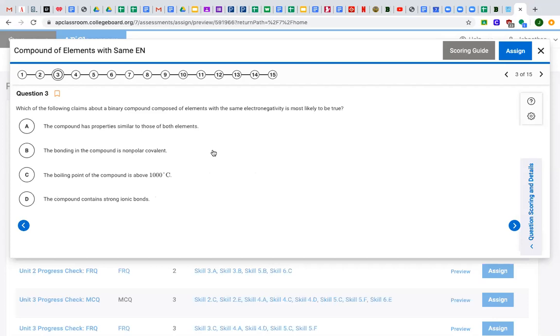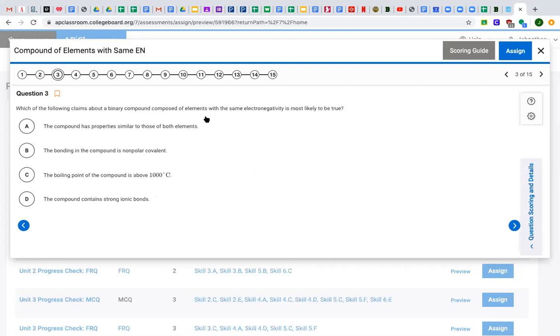Which of the following claims about a binary compound composed of elements with the same electronegativity is most likely to be true? Okay, what'd you guys get? I got B as in boy. You too, Rainisha? I did as well. Perfect, yep.